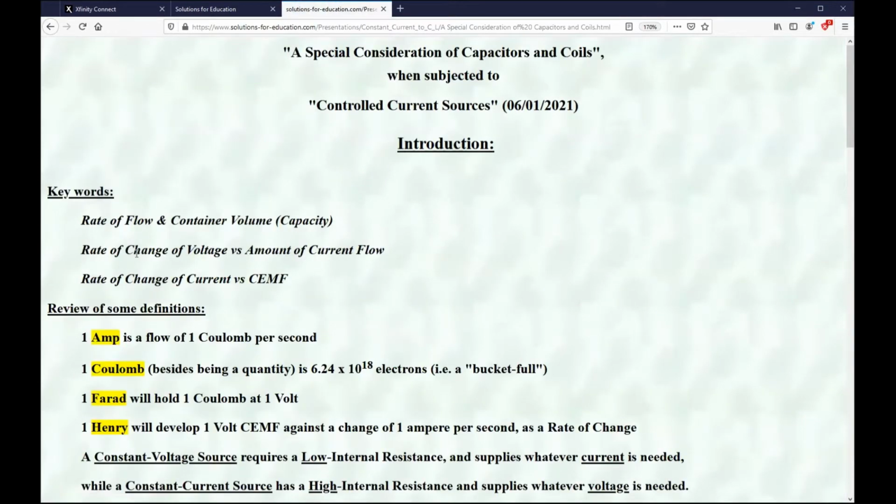Here we go. Let's do this. First of all, there are keywords that we always keep in mind. That is rate of flow, and they have a container. Well, that would be a capacitor. And we have rate of change of voltage versus the amount of current flow. We may also have rate of change of current versus counter EMF.